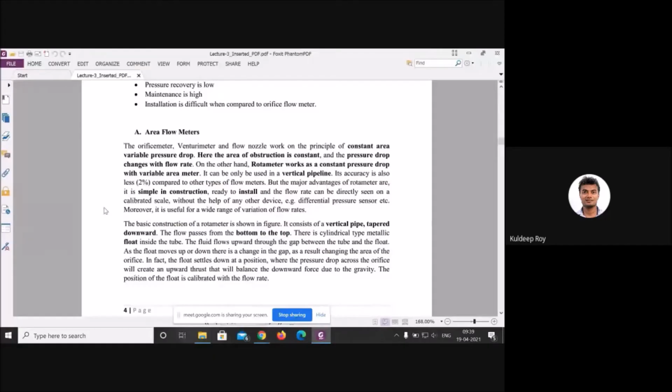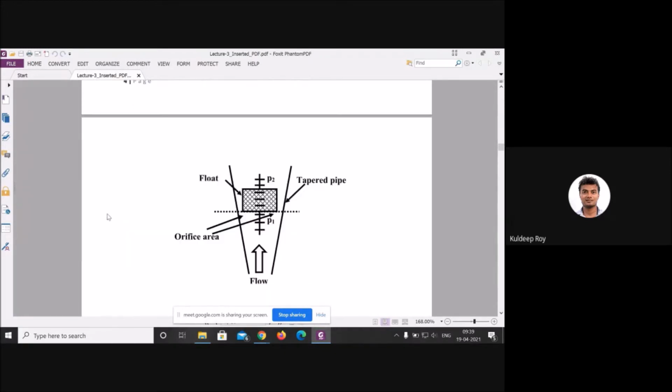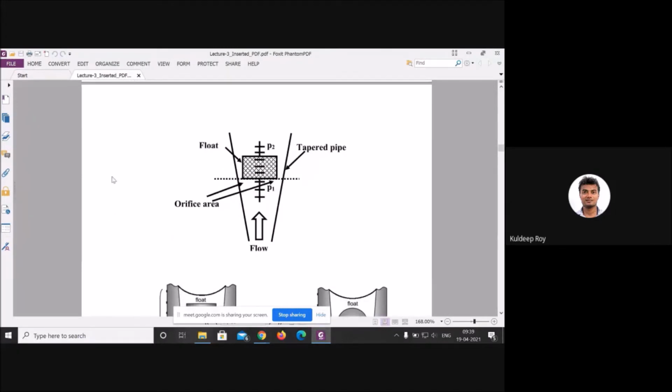We are looking for a variable area. Okay, what is the advantage and what will be the working principle? We will look into that. Now first of all, have a look how it looks like.